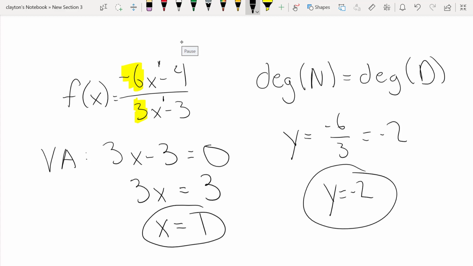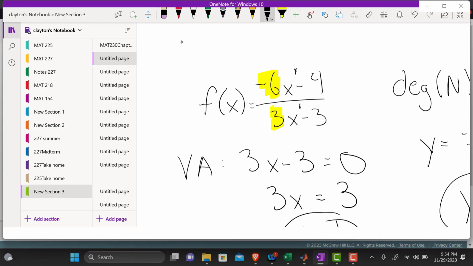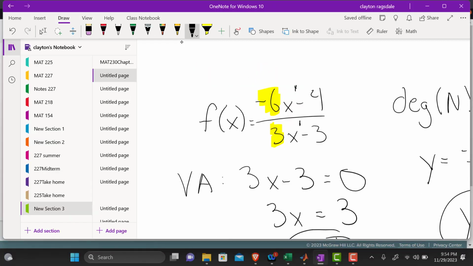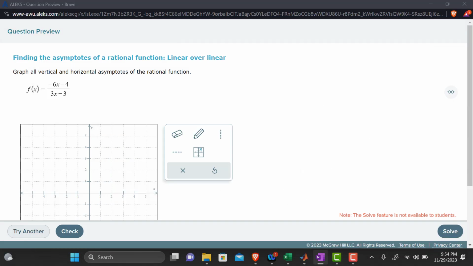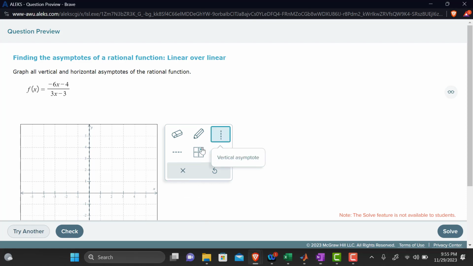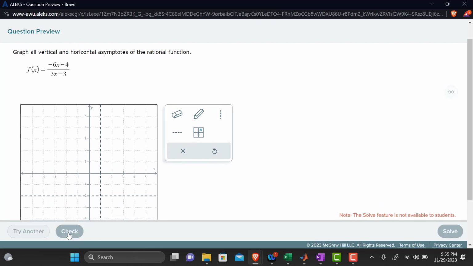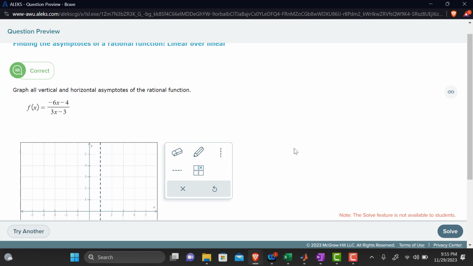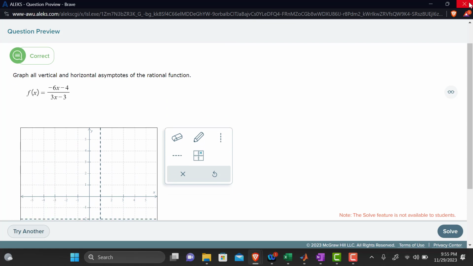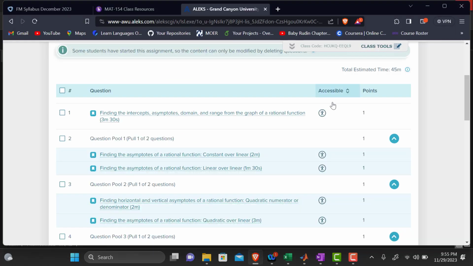Okay, let's go back. We need x equals 1, y equals -2. So x equals 1, y equals -2. We'll go ahead and check. And boom, we're good. So 2 problems down. Let's look at our next one.